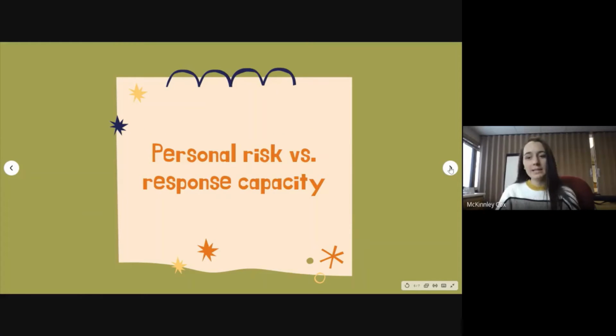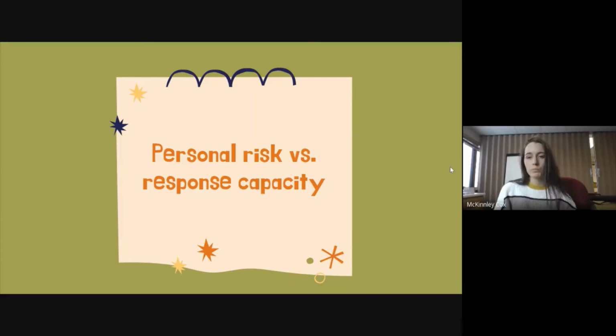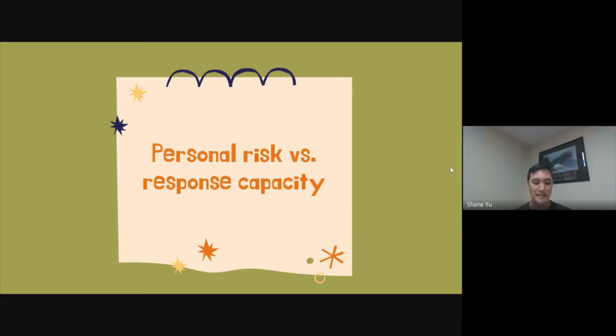And then do you mind explaining personal risk versus response capacity? Yeah, so this is an area that I think causes some confusion about our risk system. I touched on this earlier, but it is worth emphasizing. Essentially, the overall risk level relies on 2 things, both the risk that COVID poses to individuals in our county, as well as our county's ability to respond to the current situation.